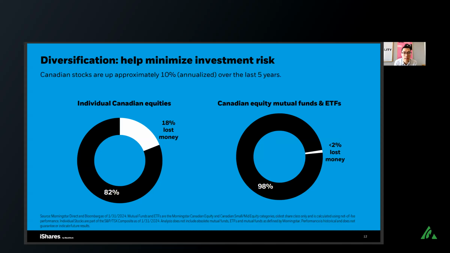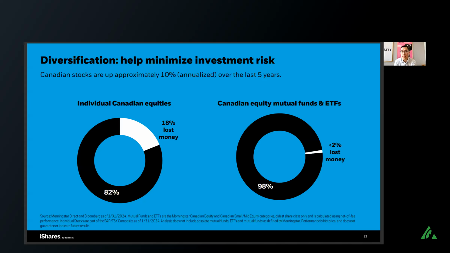We took the Canadian market, the S&P TSX Composite. It's like 230-ish stocks, something like that. Same idea. Canadian stocks are up about 10% a year over the last 5 years. But if you look at the number of stocks that were actually down over that time period, 18%. Call it 1 in 5, right? So again, if you were throwing darts at a dartboard, you had a 1 in 5 chance of actually losing money when the market was up 10% a year.